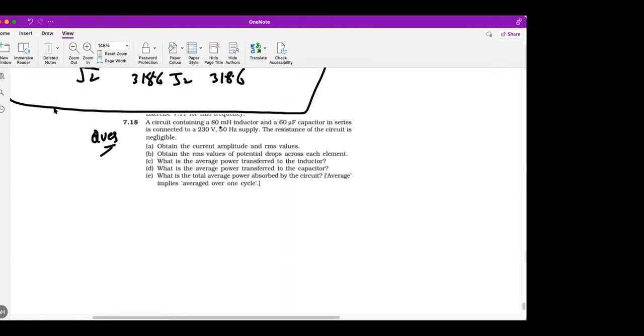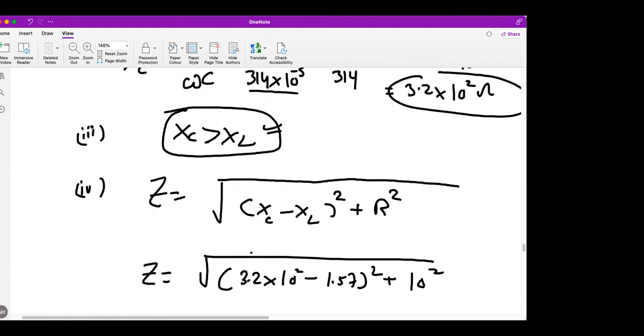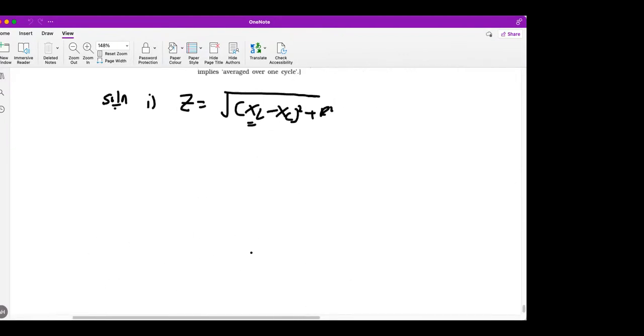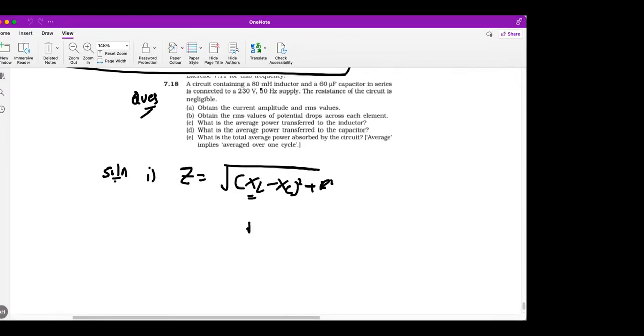For the first one, do one thing. First of all, calculate the impedance. Impedance is root over (XL minus XC) square plus R square. For XL, refer to the first part of the previous question. Similarly, for XC, refer to the second part of the previous question. And R is given to be 0. So once you have got Z, try to calculate IRMS, which is ERMS by Z.